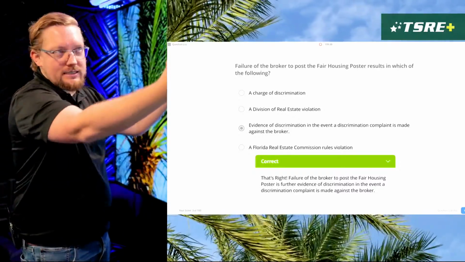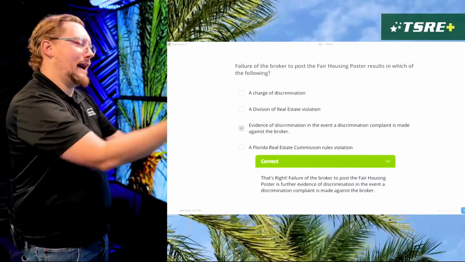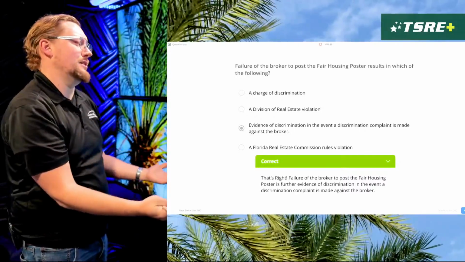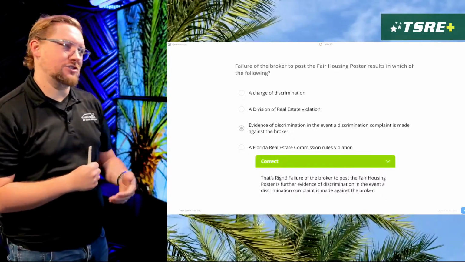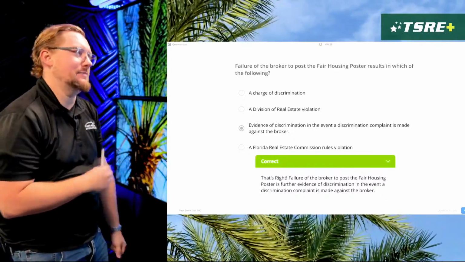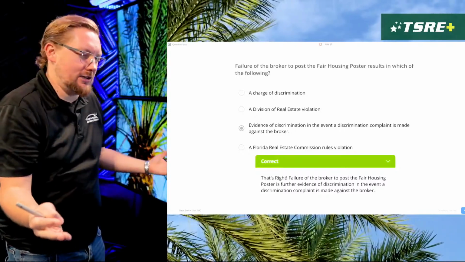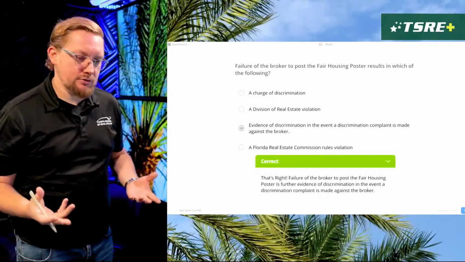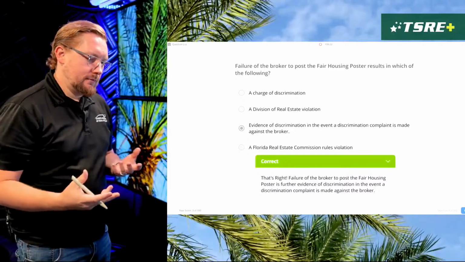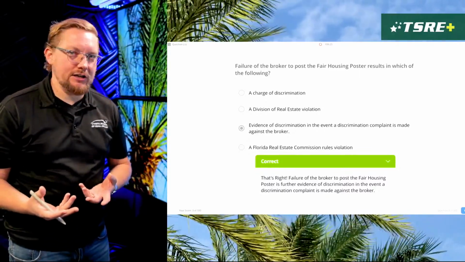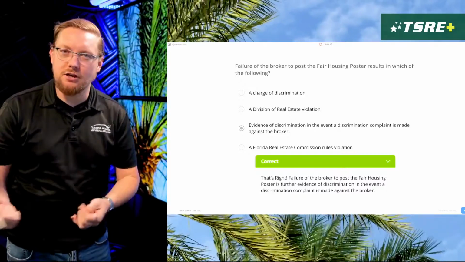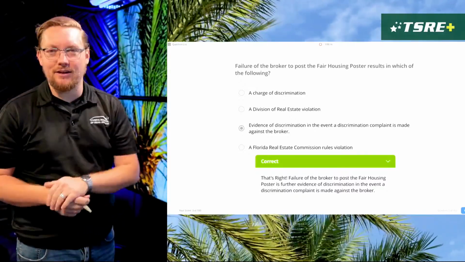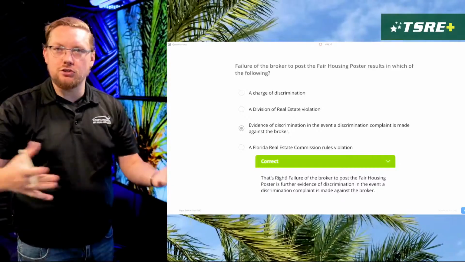This question isn't explaining a whole lot, and neither do any of these answer choices except for option C. And option C really just says it's evidence of discrimination. It doesn't mean it's a charge of discrimination, because that poster, it's mandatory in the sense that you're going to get in trouble if you do discriminate and you don't have that poster, because it is evidence against you. Now, that means you should always have a poster.